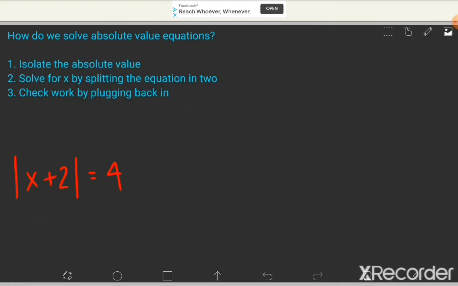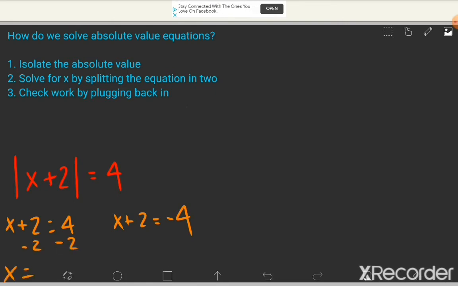Here we have the absolute value of x plus 2 equals 4. And it's already isolated, so there's nothing to isolate. We're going to move on to step 2, solve for x by splitting the equation in 2. We're going to split this into the positive and negative. The positive one will be x plus 2 equals 4, and the negative one will be x plus 2 equals negative 4. And now we just solve these like normal equations. We will subtract 2 on both sides, get x equals 2, subtract 2 on both sides on this side, and get x equals negative 6.